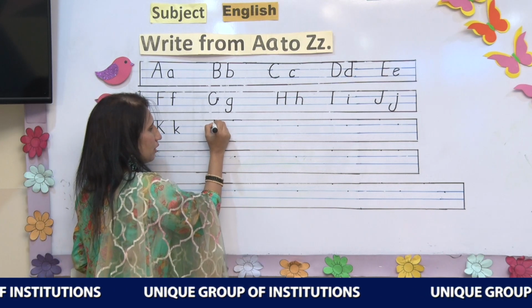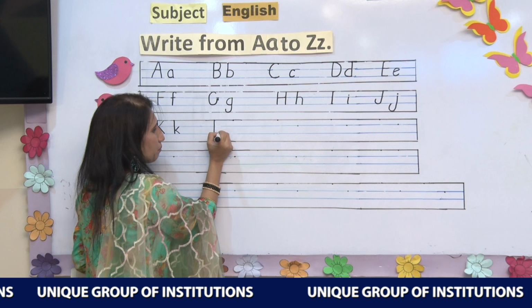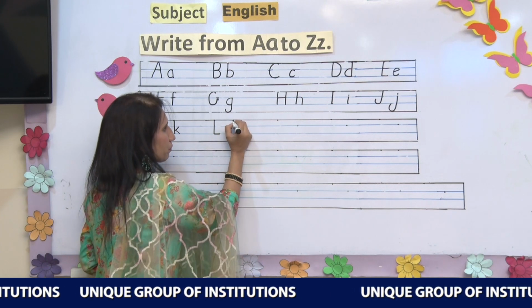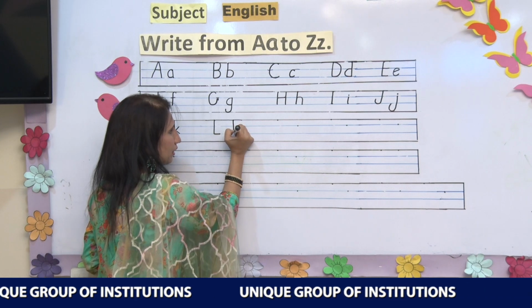L will be a standing line and a sleepy line over three lines, and our small l will be just a standing line.